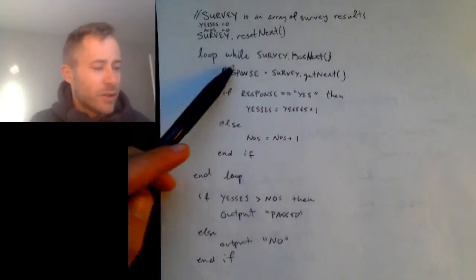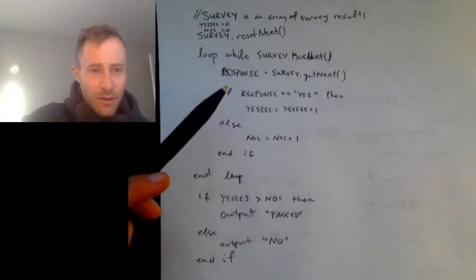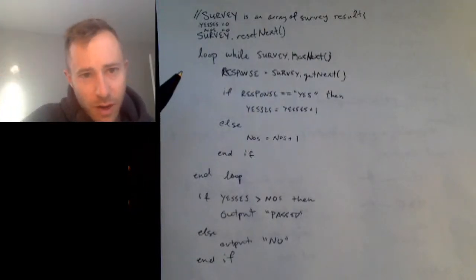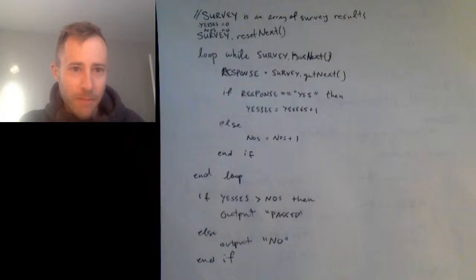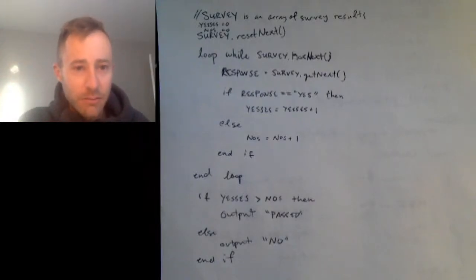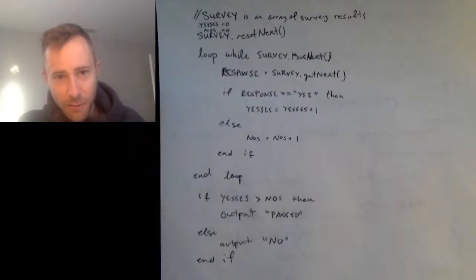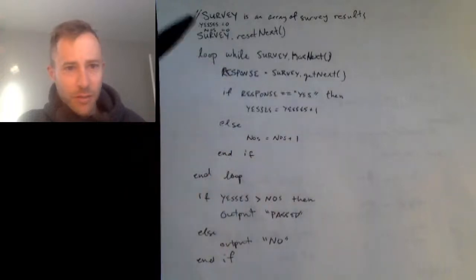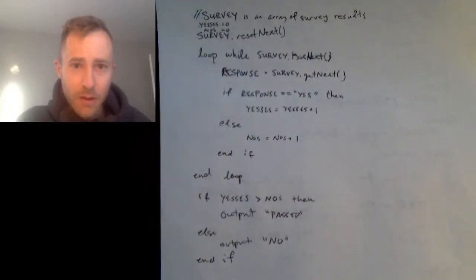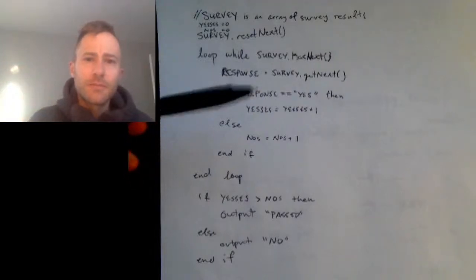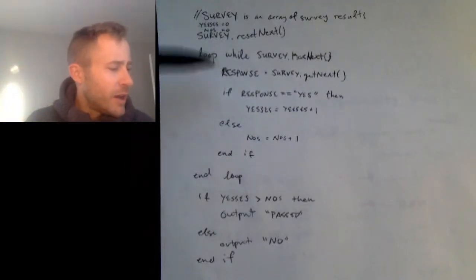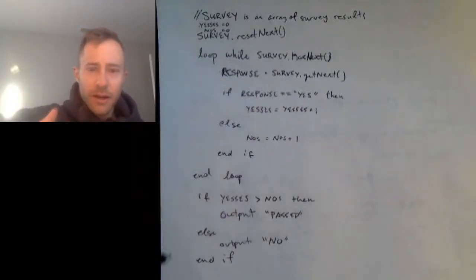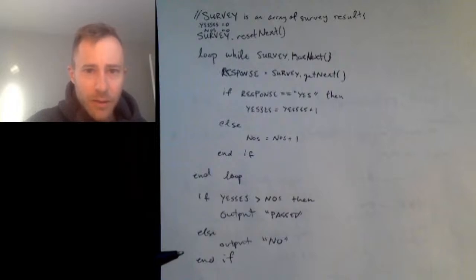Basically, this is going to go through until I get to the end of the array. It's similar to a for loop, but in Java when we do a for loop and go through an array, we use the array.length field to get how far. In the IB pseudocode, you just keep going until it doesn't have a next. Then I define the response, which is survey.getNext. So I get the element of the array.